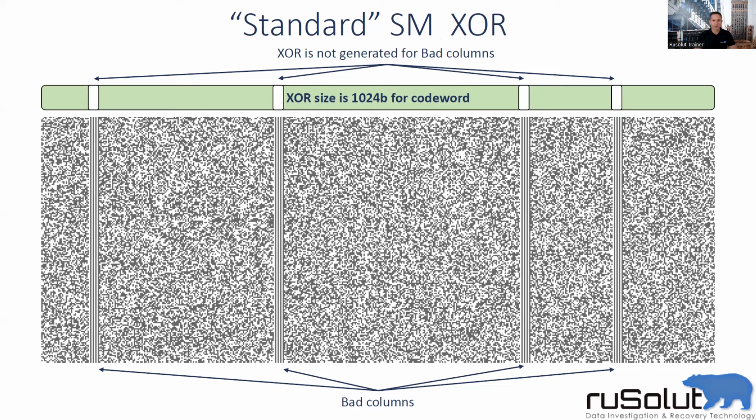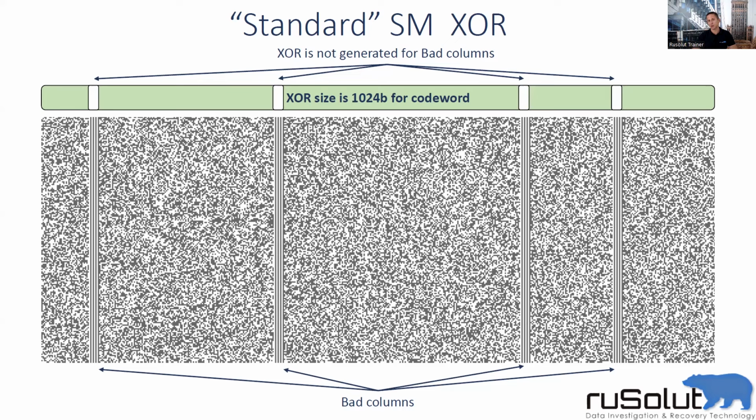So in a standard case, if one data area, let's say, has a size of 1024 bytes, and it has some number of bad columns, the key is still generated for 1024 bytes only. So the key is not generated for the bad columns. The XOR key size is 1024.